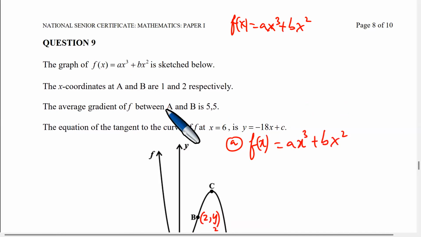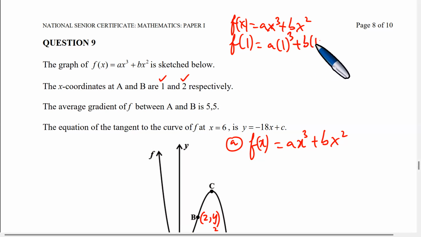You're going to use the fact that at A and B you have those coordinates. So at 1, in the place of x, you put 1. You put a times 1 cubed, and then b times 1 squared, because the x coordinates of A and B are 1 and 2. So in other words, you have the point A. If you substitute here, what do you get?